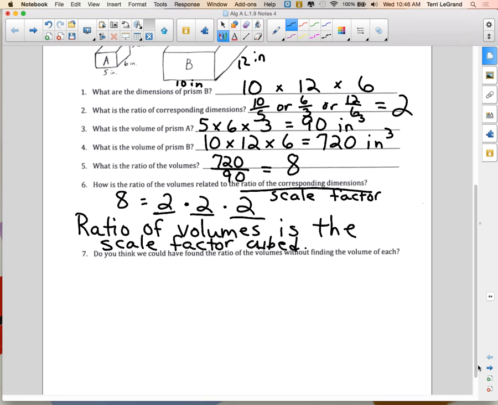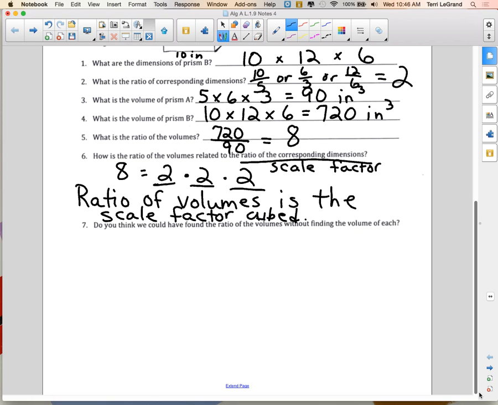So the next question I ask you is, do you think we could have found the ratio of volumes now that we know that without finding the volumes of each of them? Yeah, what could we have done? The question up there, number 7, says, do you think we could have found the ratio of volumes without finding the volumes of each?